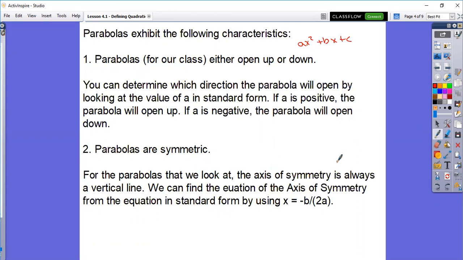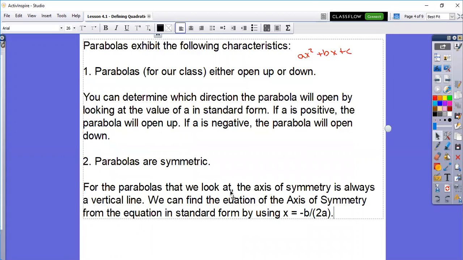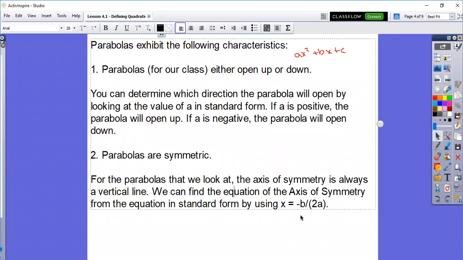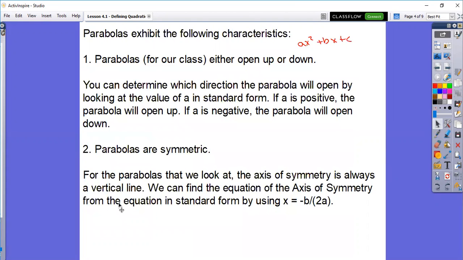There is an axis of symmetry that will always be a vertical line. Because ours are always opening up or down, the equation of the axis of symmetry will always be a vertical line, and we can find the equation by looking at this equation in standard form. The equation of the axis of symmetry will be x equals negative b over 2a.